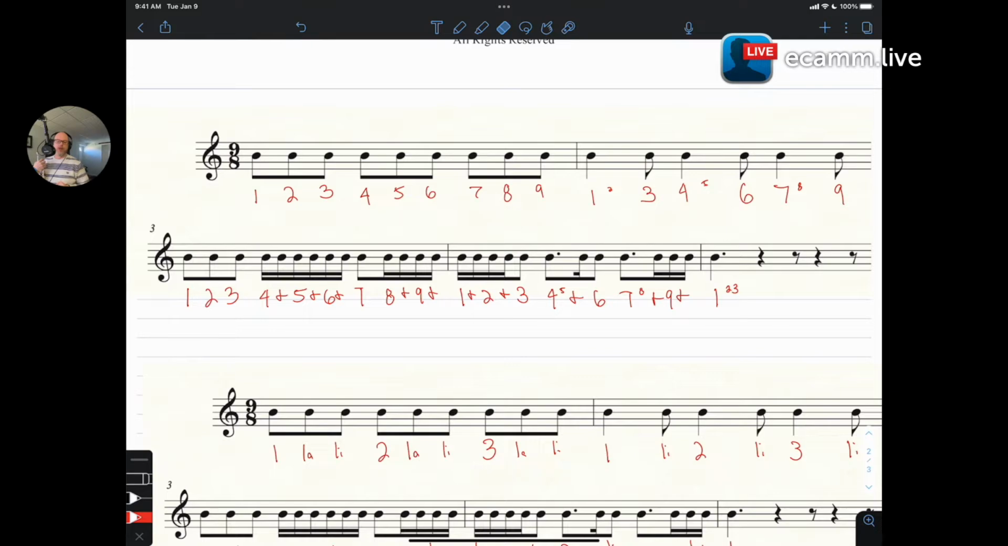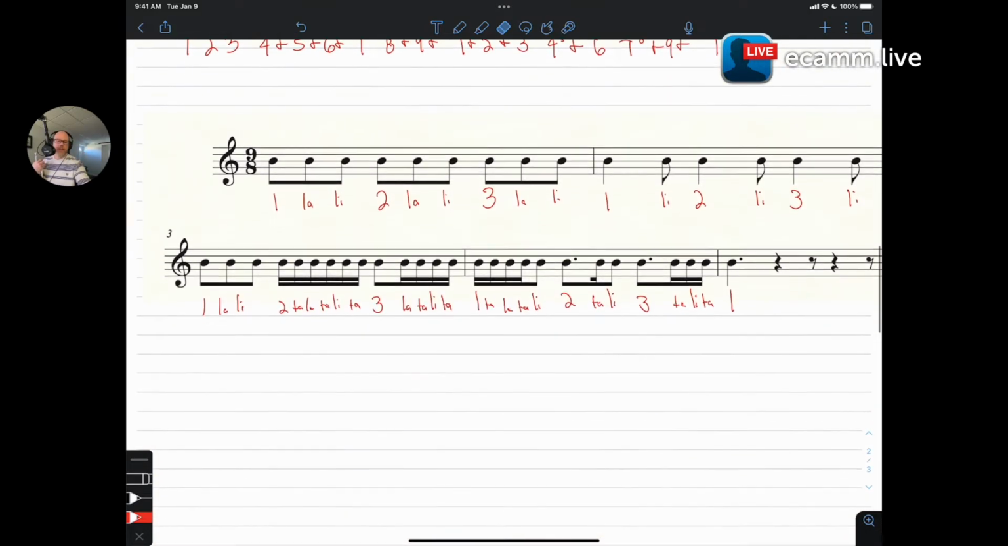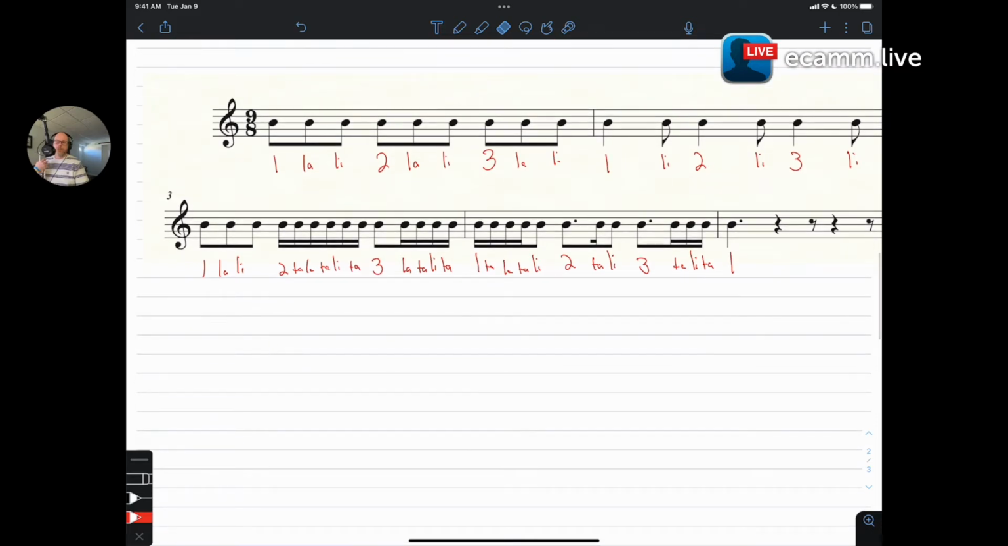That's 1 full beat, right? So that's system A, let's call it that, the way I like to count. Another system that people commonly use is the la-li method, in which our numbers designate our large beats.